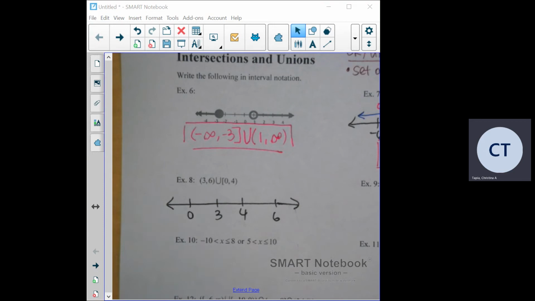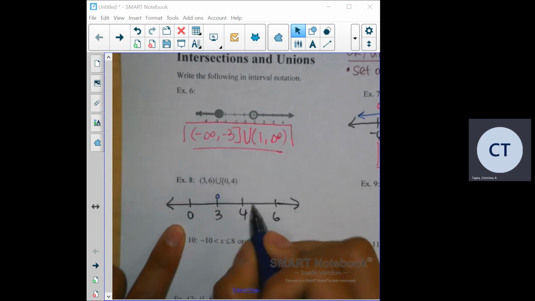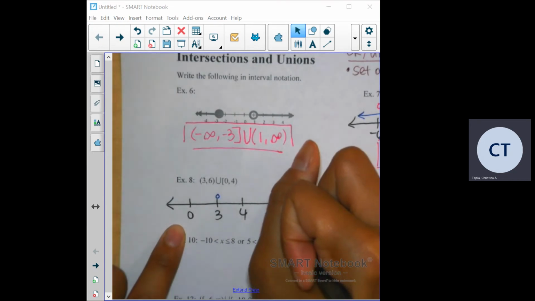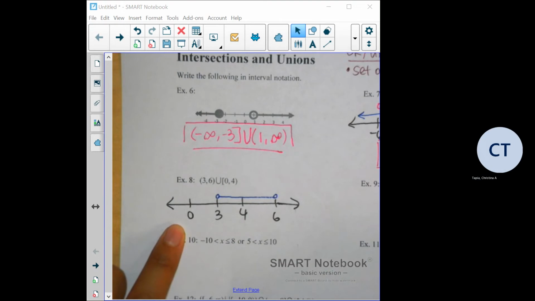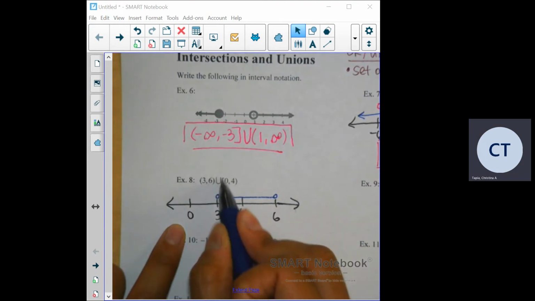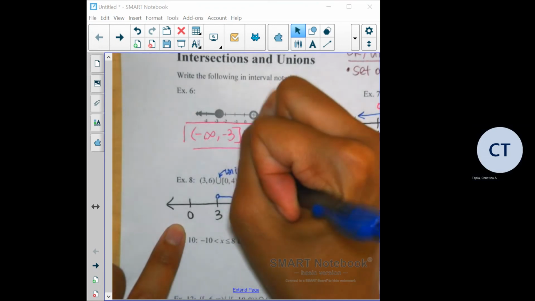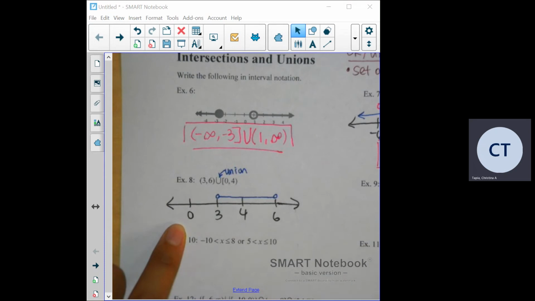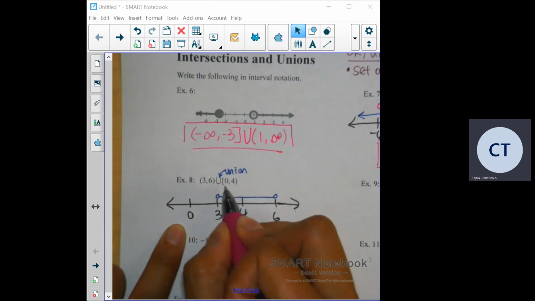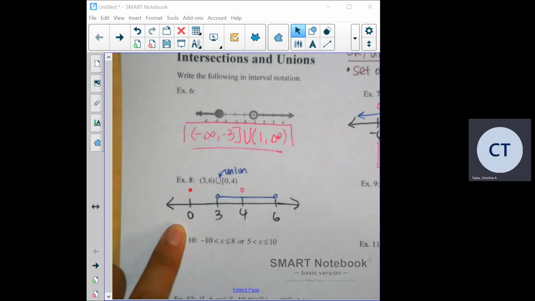Okay, for the first one, 3, 6, I'm going to start at 3 with an open circle, and this one's going to go over to 6, which is another open circle. That's the first piece of data. I'm going to union that because this little symbol here, the big U, is for union. I'm going to union that with 0 to 4. So in pink, I'm going to use 0 to 4. 0 is included. 4 is not because it's open.